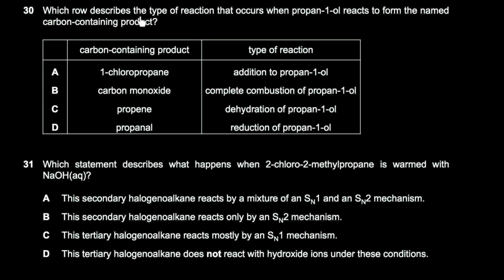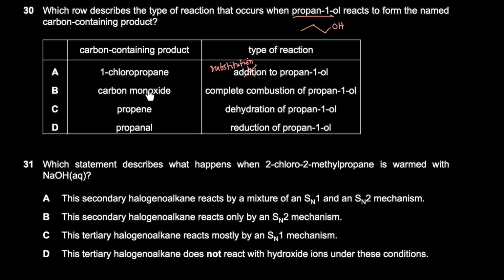Which row describes the type of reaction that occurs when propan-1-ol reacts to form the named carbon-containing product? When propan-1-ol, so propan-1-ol is this one, forms 1-chloropropane, you're just replacing the OH with the chlorine. So it's not an addition reaction, it's a substitution reaction. So A is incorrect.